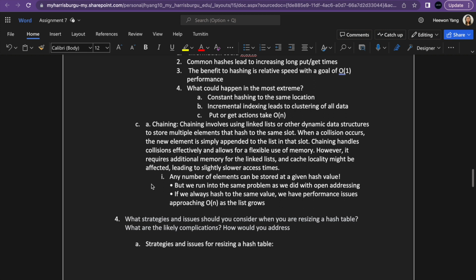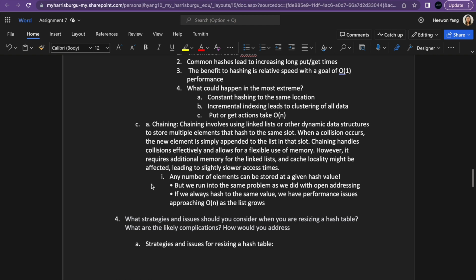Chaining involves using linked lists or other dynamic data structures to store multiple elements that hash to the same slot. When a collision occurs, the new element is simply appended to the list in that slot. Chaining handles collisions effectively and allows for flexible use of memory. However, the drawback is that it requires additional memory for the linked list, and cache locality might be affected, leading to slightly slower access times.